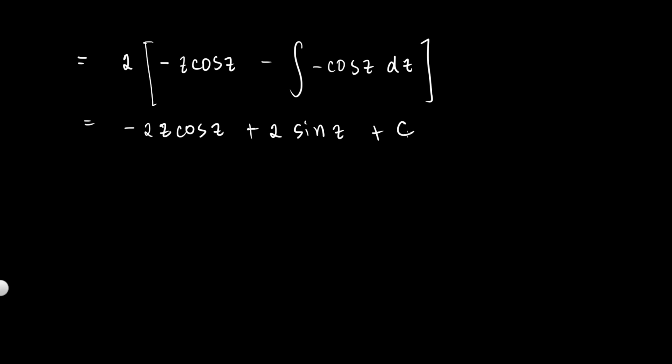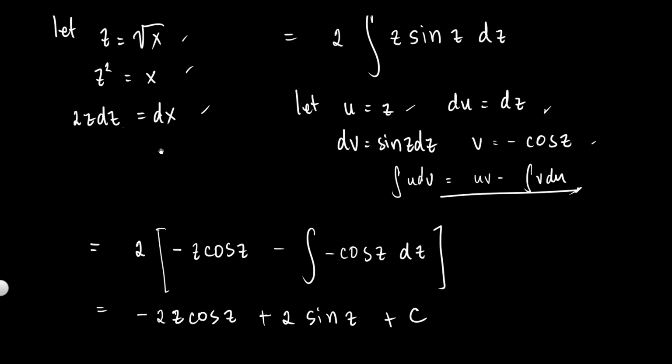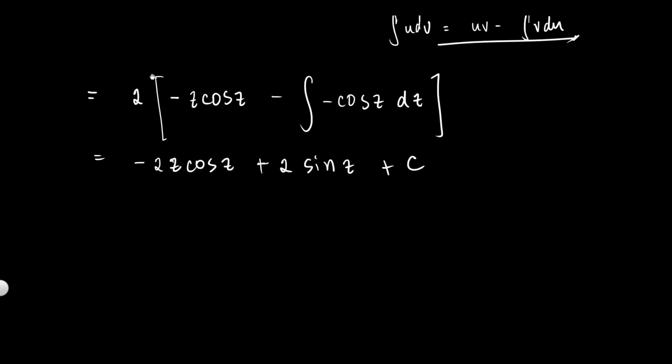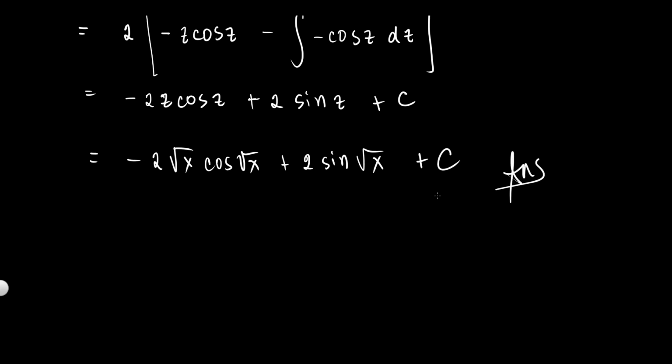Okay? We are not done yet. We need to return it to x. And z is equal to the square root of x. So, this is equal to minus 2 times the square root of x, cosine of the square root of x, plus 2 times sine of the square root of x plus c. So, this is the final answer.